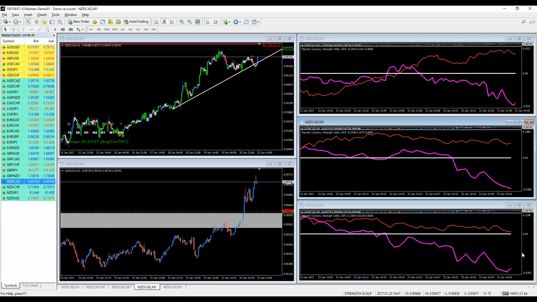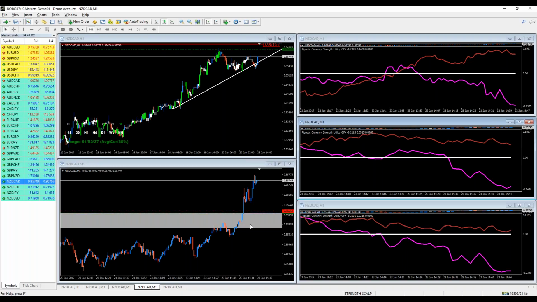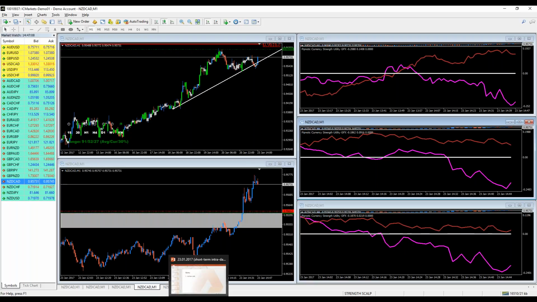So this is what you want to look for. Now you can see that the CAD is starting to pick up, which is not good for our trade. It doesn't mean that you want to get out. It just means be careful, keep your eye on it, reduce the risk. But for the time being, you can see that these two are moving pretty nicely away from each other. We'll leave it for now. We'll finish the presentation, and then I'll come back and we'll have a look at it and see how this one worked out.